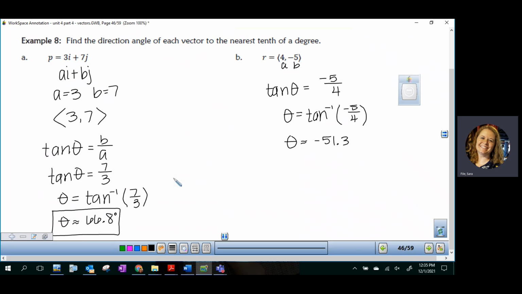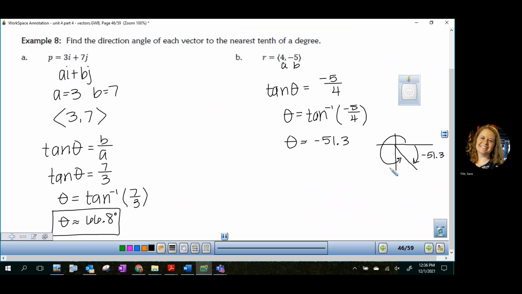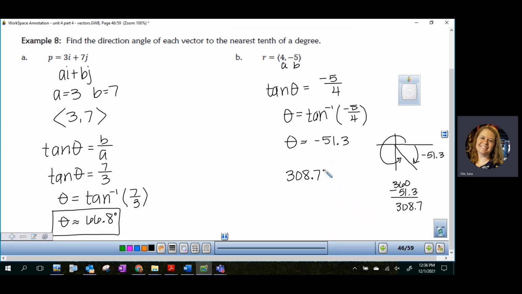We're not going to give negative angle answers, but you should be able to tell me -51.3 as a positive angle. How could I figure out what it is in the positive direction? Yeah, 360 minus 51.3. Remember, this goes back to coterminal angles. We learned those for a reason. So the direction angle is actually 308.7 degrees.